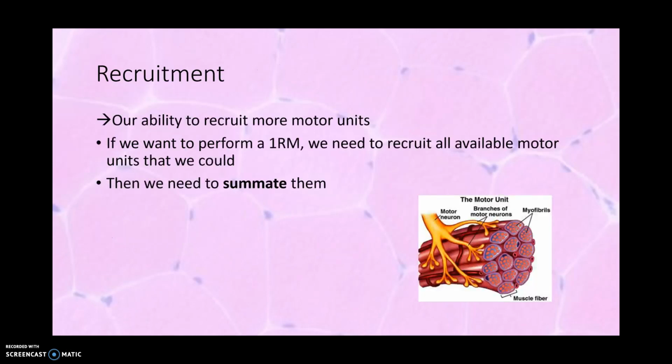With regards to recruitment, this references our ability to activate more motor units, right? For example, our bicep muscle is made up of many motor units that are all interlaced together. If we want to perform a 1 rep max, we need to recruit all available motor units that we could possibly use. Then we need to summate them. So recruitment comes first. The more motor units we can recruit, the larger the amount of force we're going to generate, because each motor unit has an alpha motor neuron, remember, and all of the muscle fibers it innervates. The more motor units we recruit, the more muscle force we're going to get out of one large muscle.